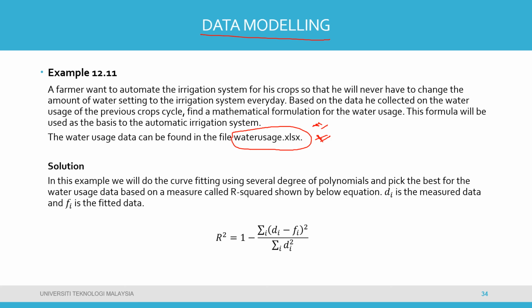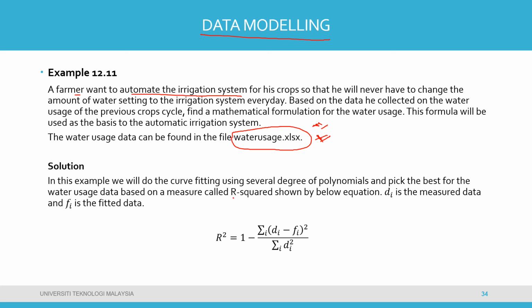So basically, a farmer wants to automate the irrigation system. So he wants to know, on what day, what is the water use. So from the data, he wants to create a data model. To do this, you want to calculate the curve fitting. You want to know the error. How to measure the error between the data and the polynomial equation?